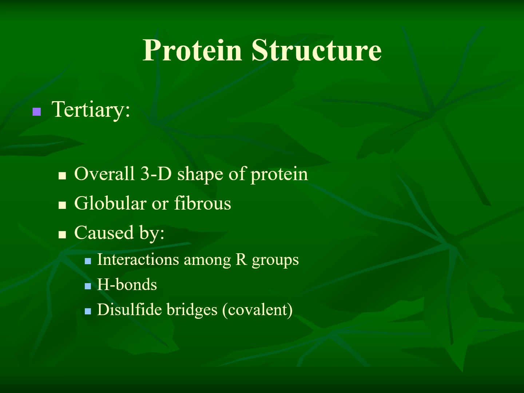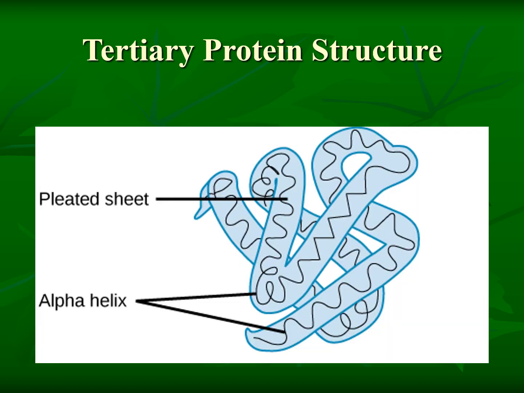And then you end up with the tertiary structure. That's the overall 3D shape of that protein. It's either globular or fibrous. It's caused by, once again, hydrogen bonds can be involved, disulfide bridges, which is a type of covalent bond, interactions between those specific R groups. And so you have your long strand. You could have little areas, once again, where you have alpha helixes, pleated sheets, and then how the whole thing folds up. So the overall 3D shape, that is your tertiary structure. For some proteins, this is it. That's it. That's your protein.